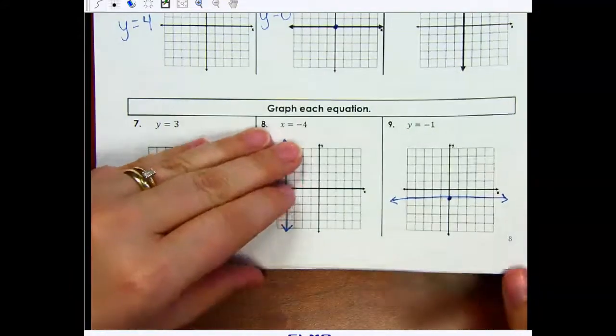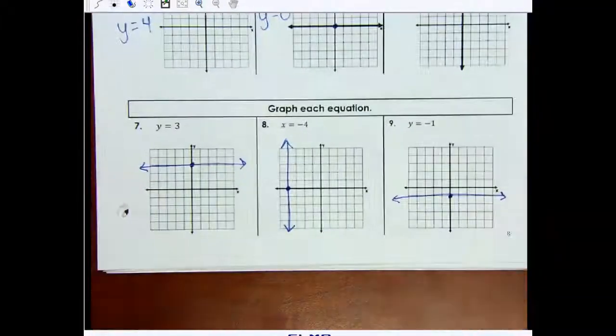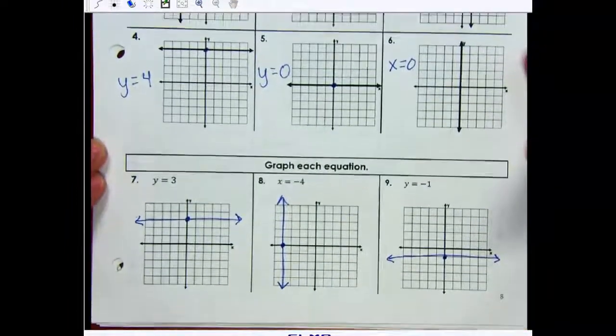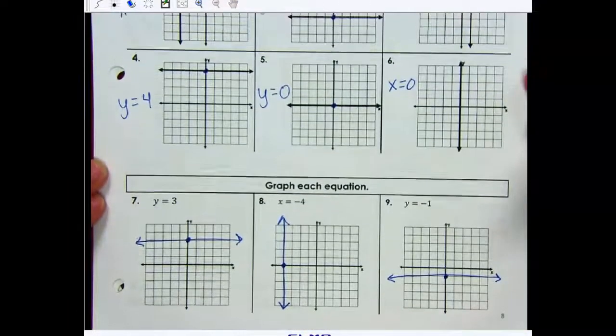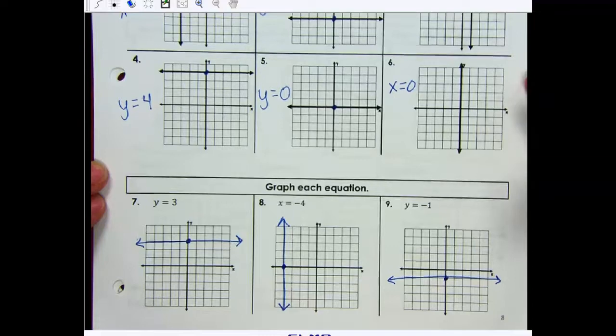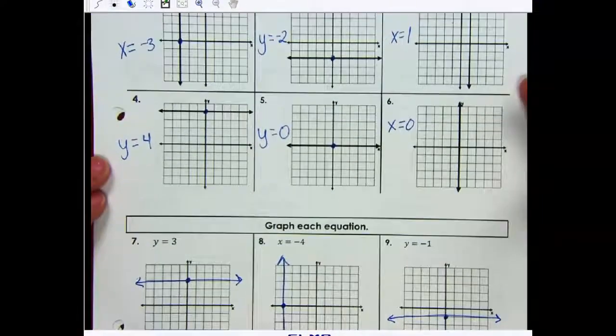And I think that's it for today. How crazy is that? That's all we have. So make sure that you look over this and get in your head: y equals crosses the y-axis, x equals crosses the x-axis, and let me know if you have any questions.